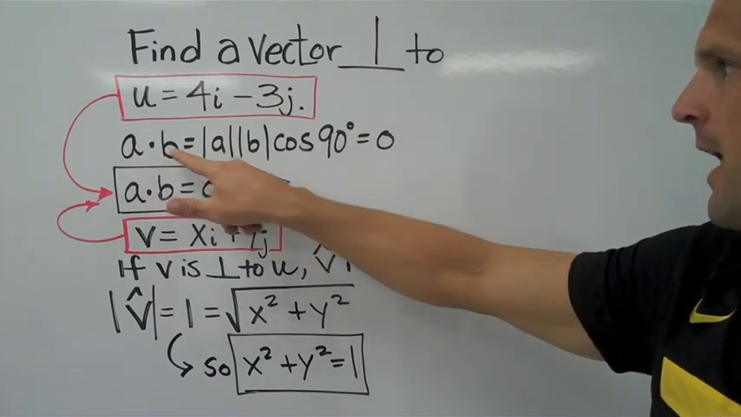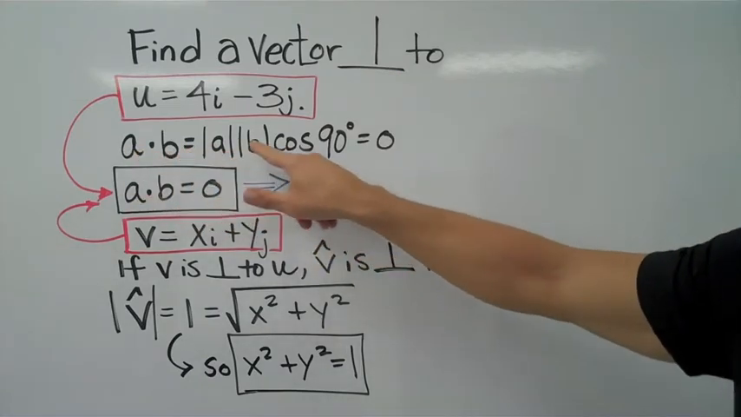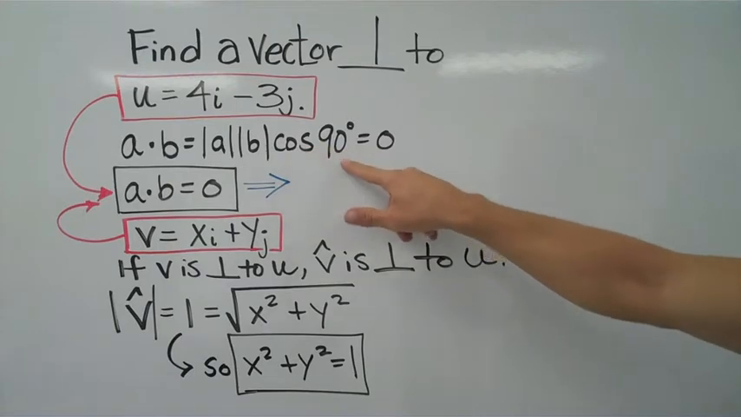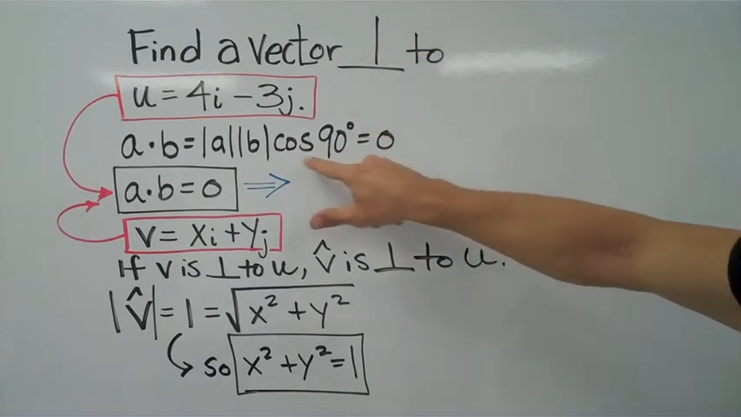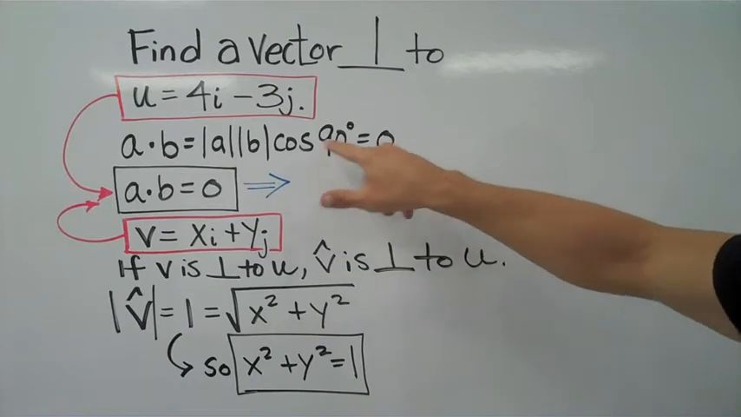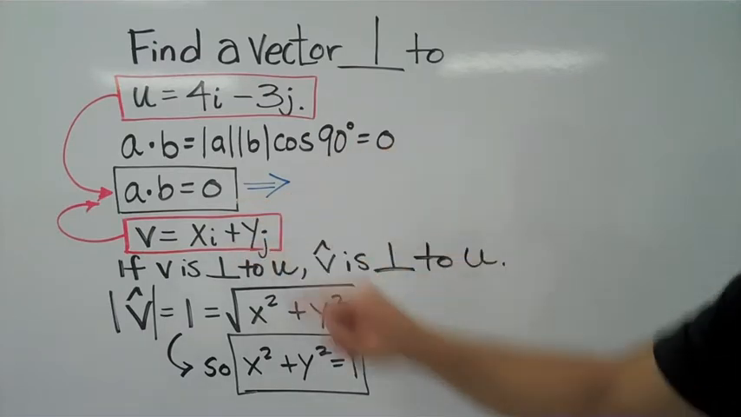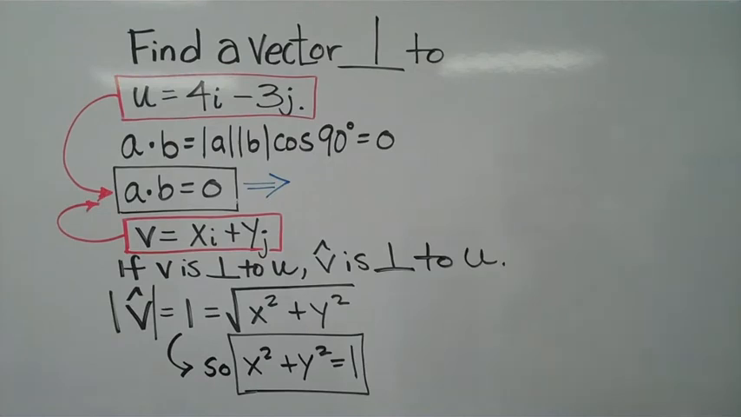Their dot product, a dot b, is the magnitude of a times the magnitude of b times the cosine of the angle between them. If they're perpendicular, then they have that little box there. It's 90 degrees. Cosine 90 is 0, so our dot product is 0. That's the key bit of information. A dot b equals 0.